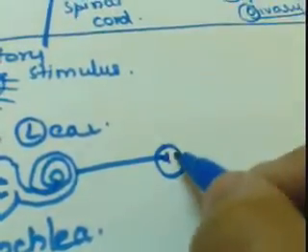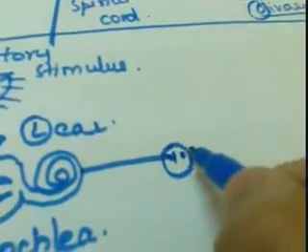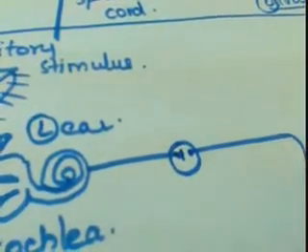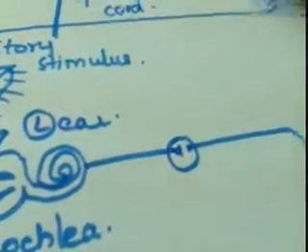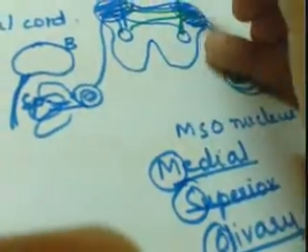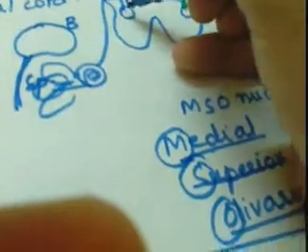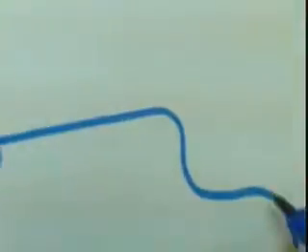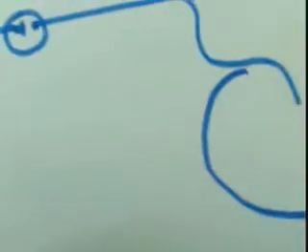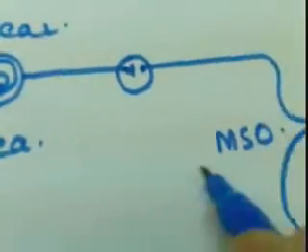Now from the cochlear nucleus the information is going to where? Where is the information going to from the cochlear nucleus? One is to the higher centers and the other one is to this one, the medial superior olivary nucleus. So here it is going to medial, this round one is the medial superior olivary nucleus.